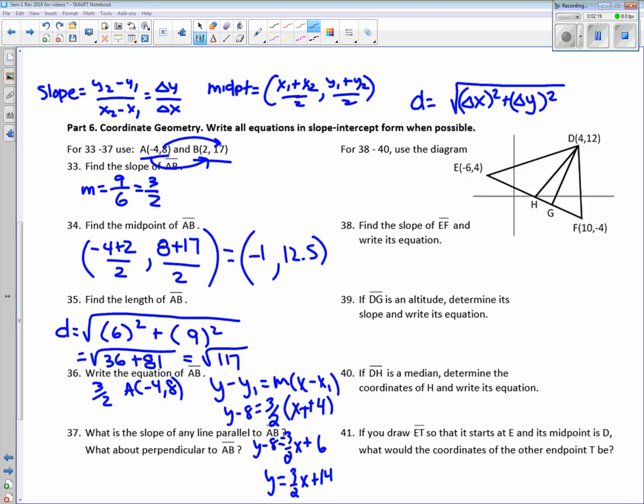Now as far as number 37 goes, the slope of any line parallel to AB is going to have the same slope, which is 3/2. And any line perpendicular is going to have the opposite reciprocal slope, so -2/3.